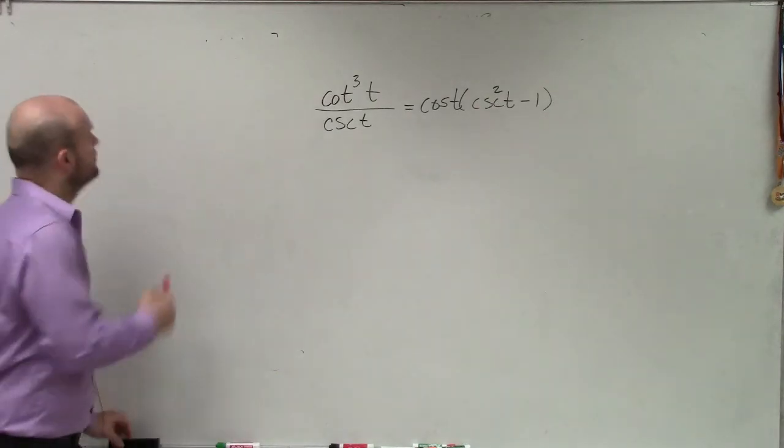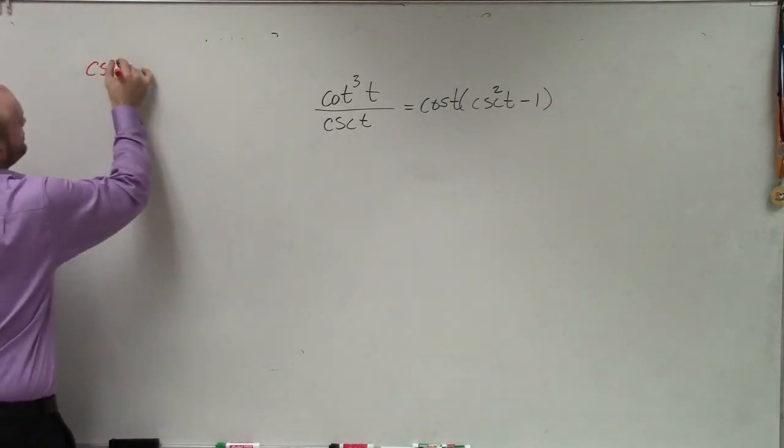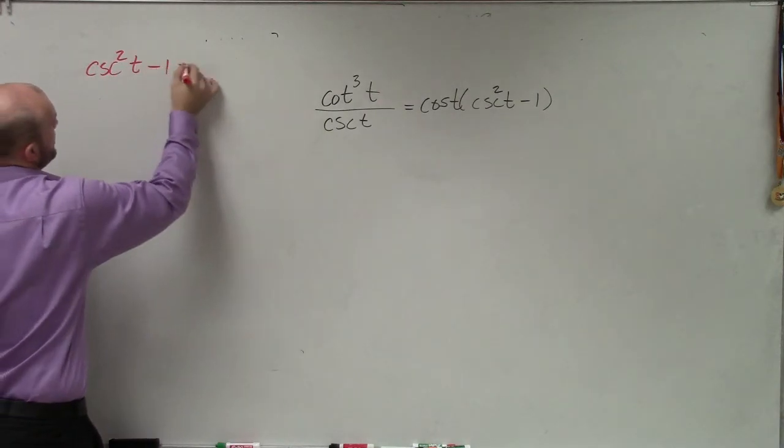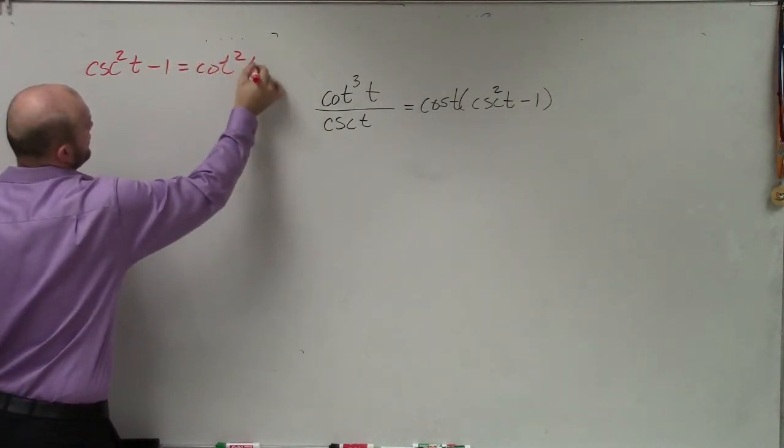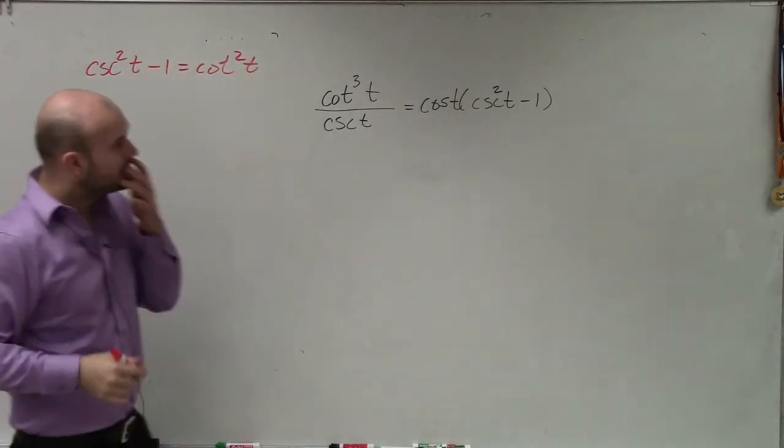So let's go ahead. Oh, let me rewrite that. That is cosecant squared of t minus 1 equals cotangent squared. All right, still need to know that.